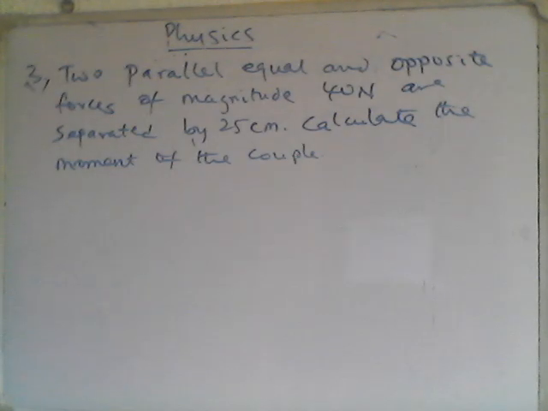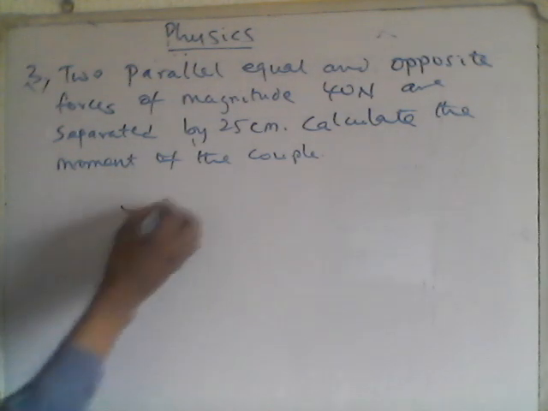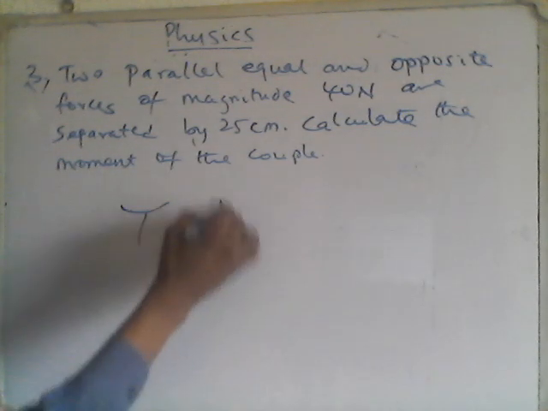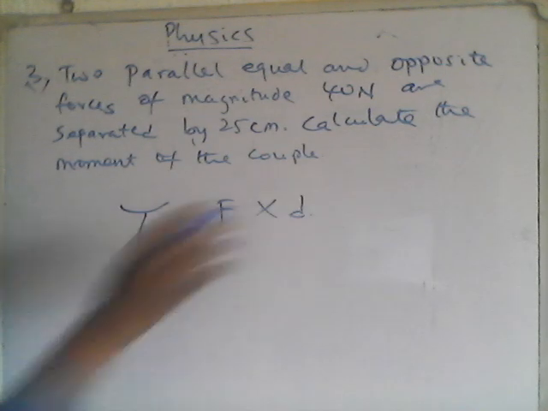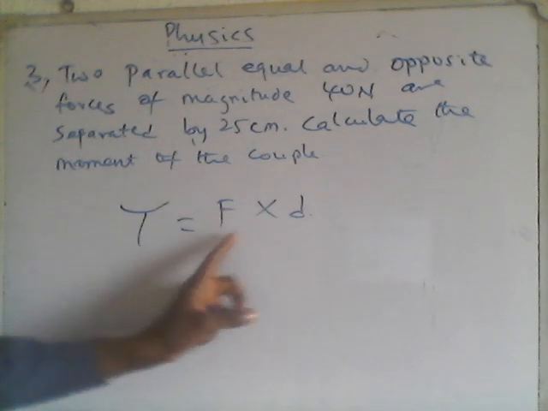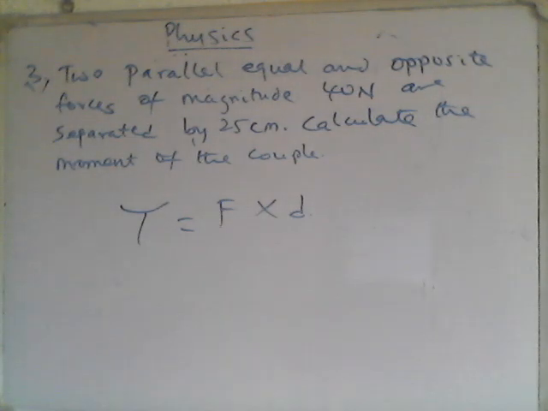So I have this question on the board. It says two parallel, equal and opposite forces of magnitude 40 Newtons are separated by 25 cm. Calculate the moment of the couple. So the moment of the couple is given as force times the perpendicular distance between the forces.